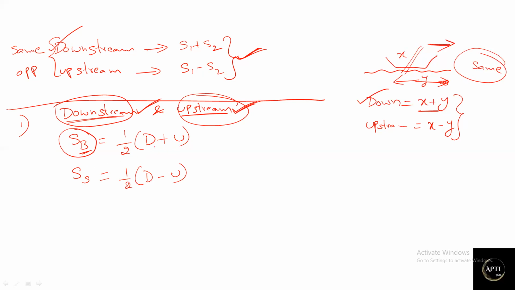Okay, just the addition of these two, divided by 2. And if you want to calculate speed of stream, you can directly take it as the difference divided by 2. I hope you all are clear with this first condition. Remember that when you know downstream and upstream, this is the process. And what will be the second approach? Okay, it is also almost similar to the first one.